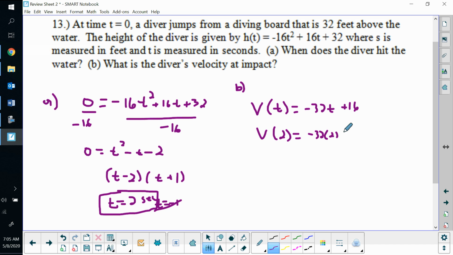That would give us -32 times 2 plus 16, which is -64 plus 16, or in other words, -48. And our units is feet per second. Now the reason it's negative is because the diver is heading downward when it is hitting the water.